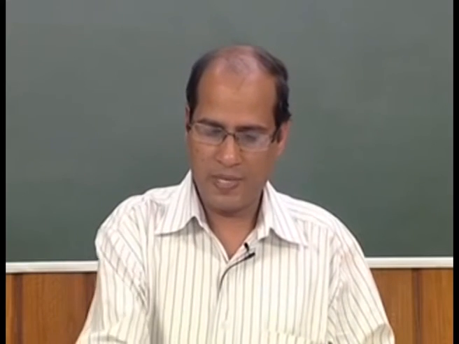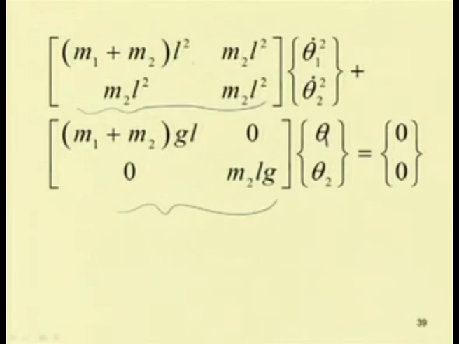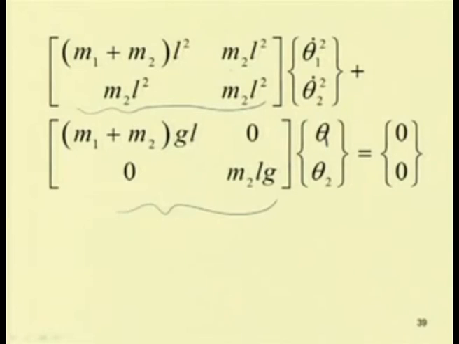So, one can observe that for this linear double pendulum equation of motion, the mass matrix is coupled, that is, the off-diagonal terms are present, but the stiffness matrix is uncoupled. When the mass matrix is coupled, it is known as a dynamically coupled system, and if the stiffness matrix is coupled, it is known as a statically coupled system. So, in this case, we have a dynamically coupled but statically uncoupled equation.